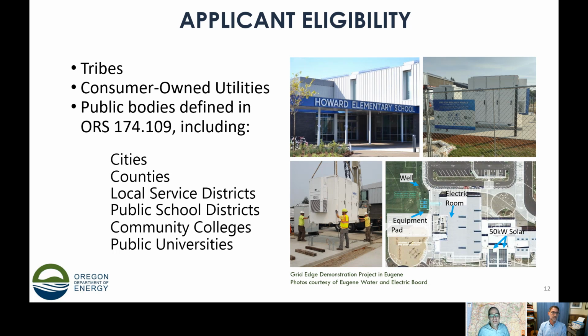174.109. But this includes cities, counties, local service districts, sometimes called special districts, public school districts, community colleges, public utilities, and others. There's something like 43 listed in that Oregon revised statute. So take a look. The links are in our documentation.